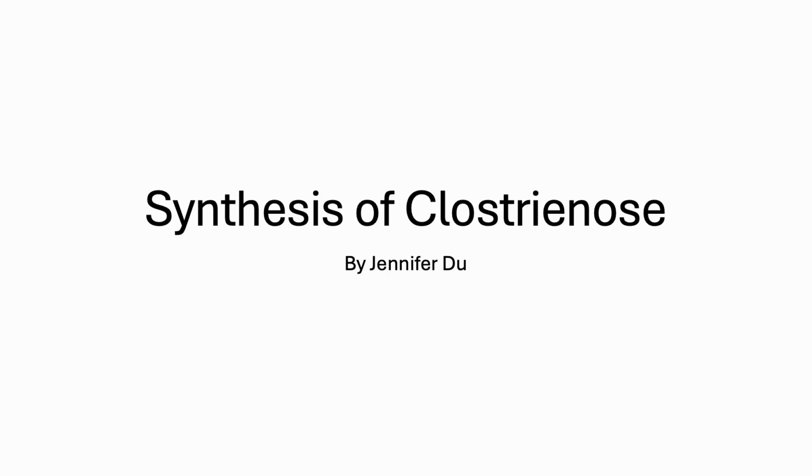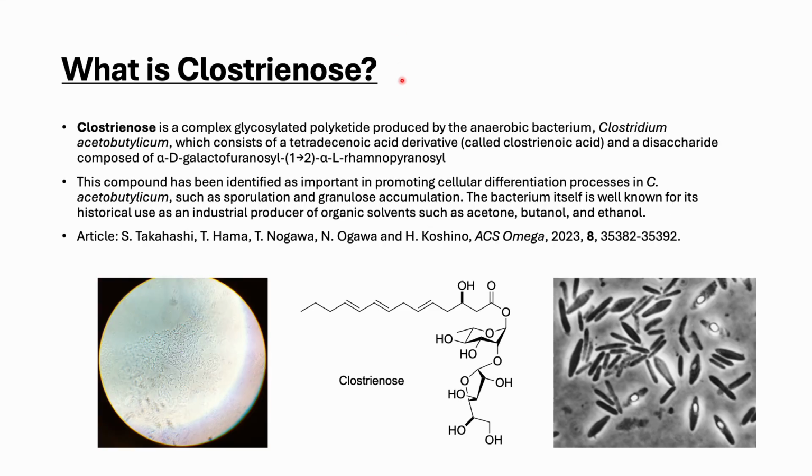Synthesis of Clostrienose. Clostrienose is a complex polyketide produced by this anaerobic bacterium here, and they're important in promoting cellular differentiation processes. The bacterium itself is well known for its historical use in producing organic solvents such as acetone. I've also provided the article link in RSC format.